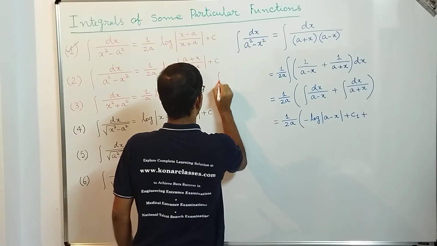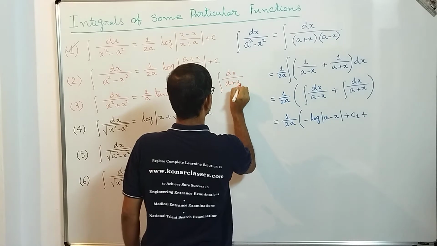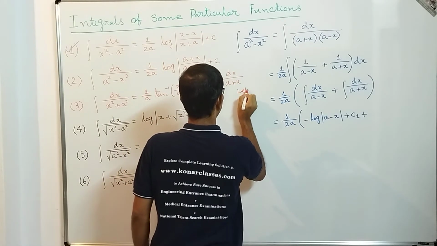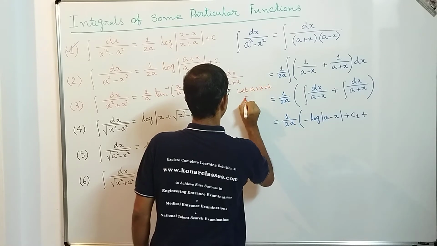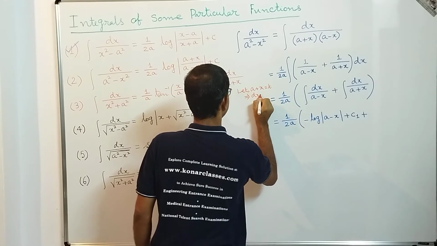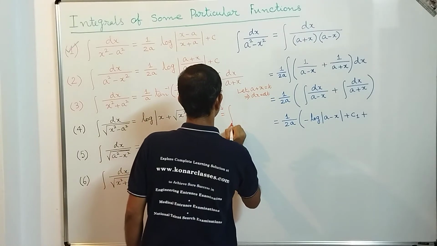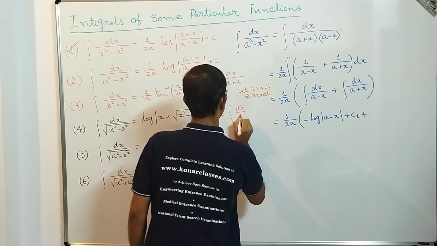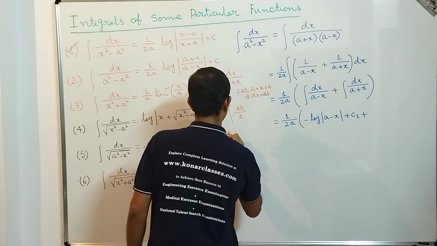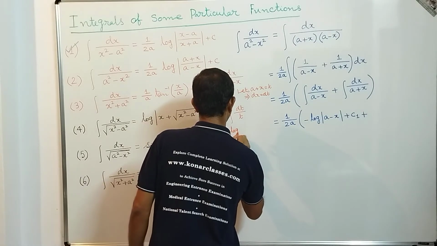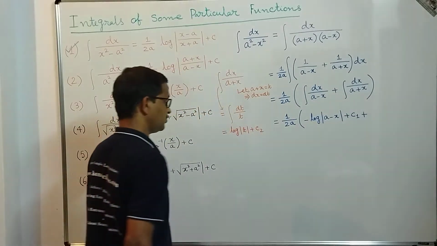So integration of dx by a plus x. We will take, let a plus x is equal to t. This implies dx is equal to dt. So now this integration becomes integration dt by t, correct? a plus x is t and dx equal to dt. So what is the integration dt by t? That is equal to log mod t plus another integrating constant c2.